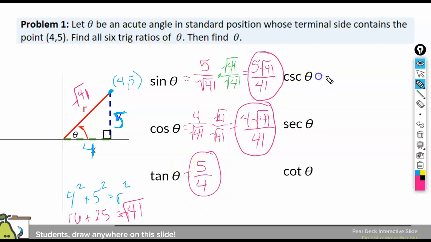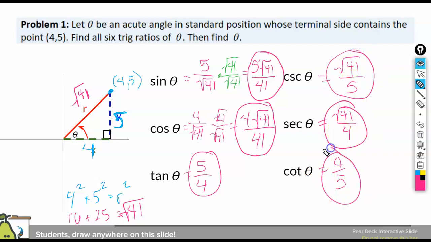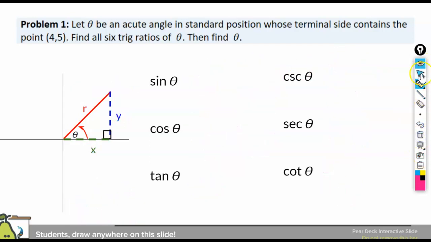Now cosecant, I want to flip, and I end up with the square root of 41 over 5. Well, that one doesn't need to be rationalized. Woohoo! If I flip cosine, I end up with the square root of 41 over 4. Also doesn't have to be rationalized. And cotangent would just be 4 over 5. So the good news is, if sine or cosine has to be rationalized, the reciprocal of it usually does not. And vice versa. So usually you're not having to rationalize all of them, which is nice.